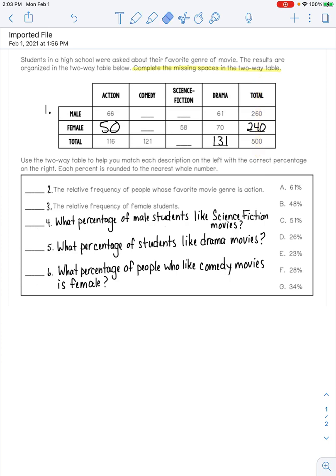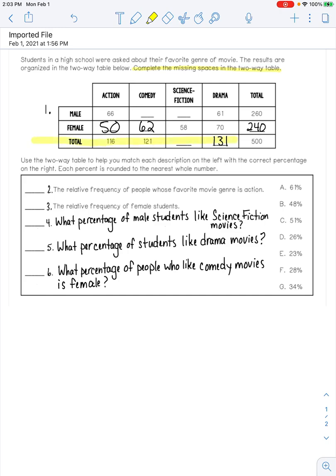Now I'm going to go in and fill in everything else that I can. So right now I notice for female I have the total. So I'm just going to say 240. Some people add all the other stuff up and then subtract. I just subtract each one. Either way is fine. I do 240 minus 70 minus 58 minus 50, and that gives you 62 for that missing piece.